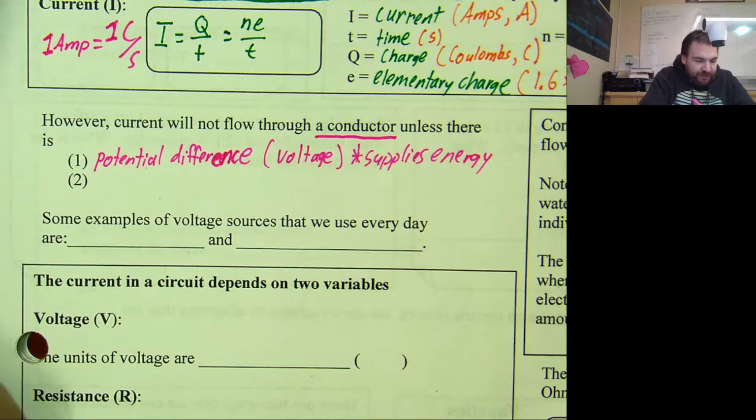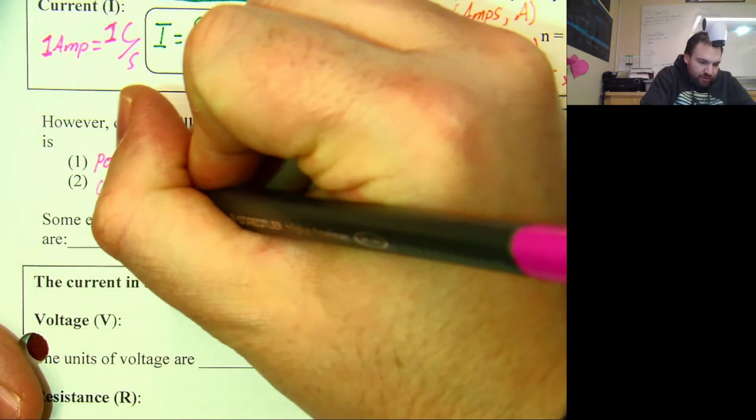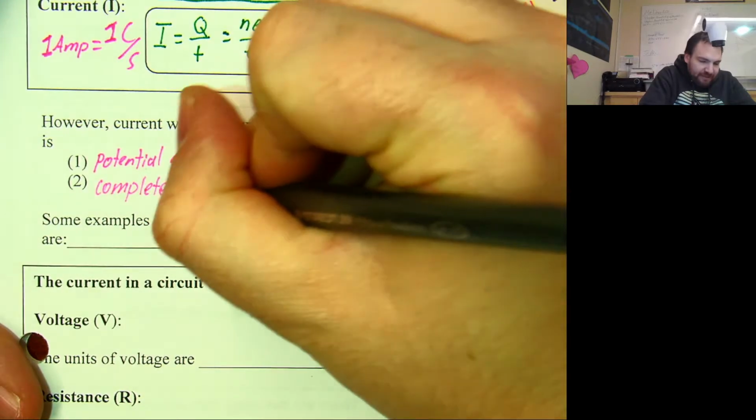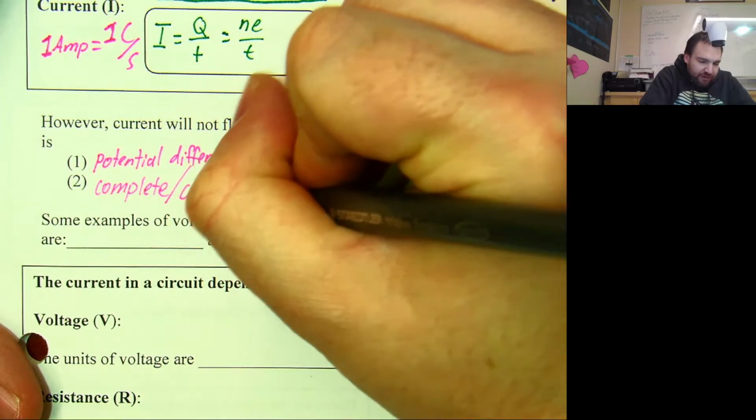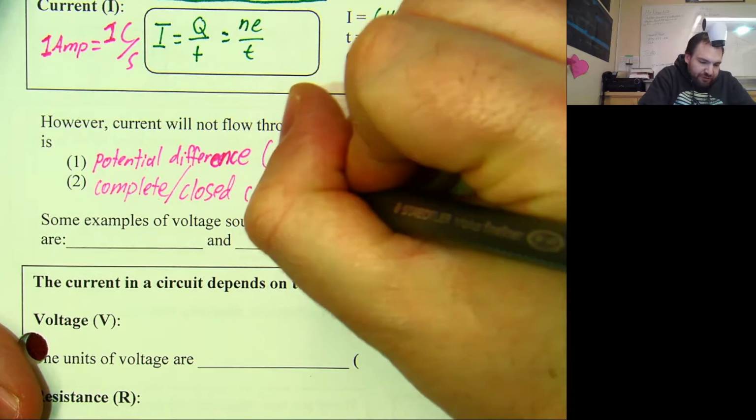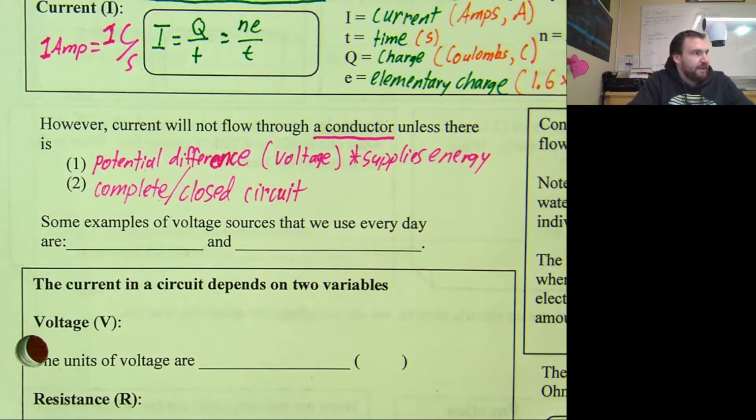And 2, the other thing you need is a place for these things to flow. So we need a complete, or the language we use for complete is a closed circuit. You can give as much energy as you want, but unless these things have a place to go and a way to get there, nothing's going to flow. So if you miss one, the circuit is not complete, and the things don't work.